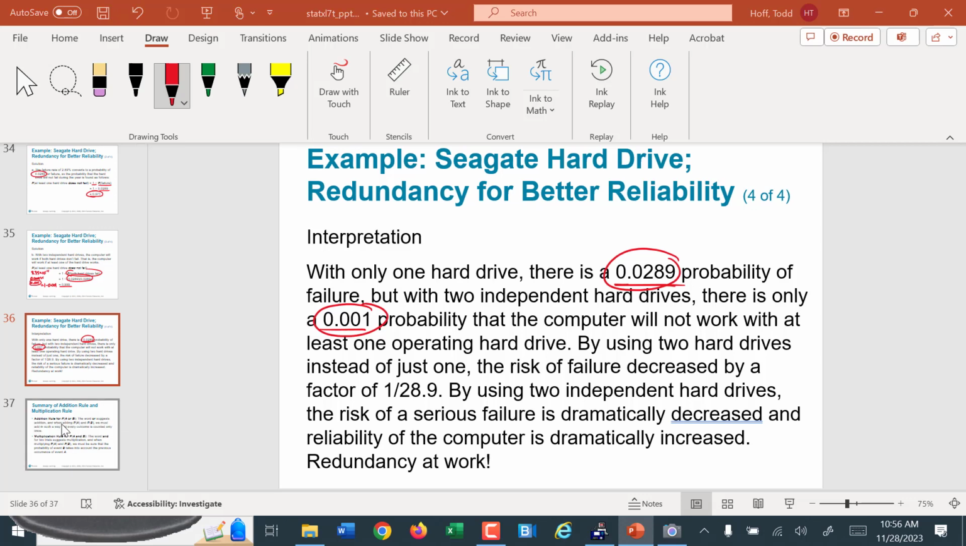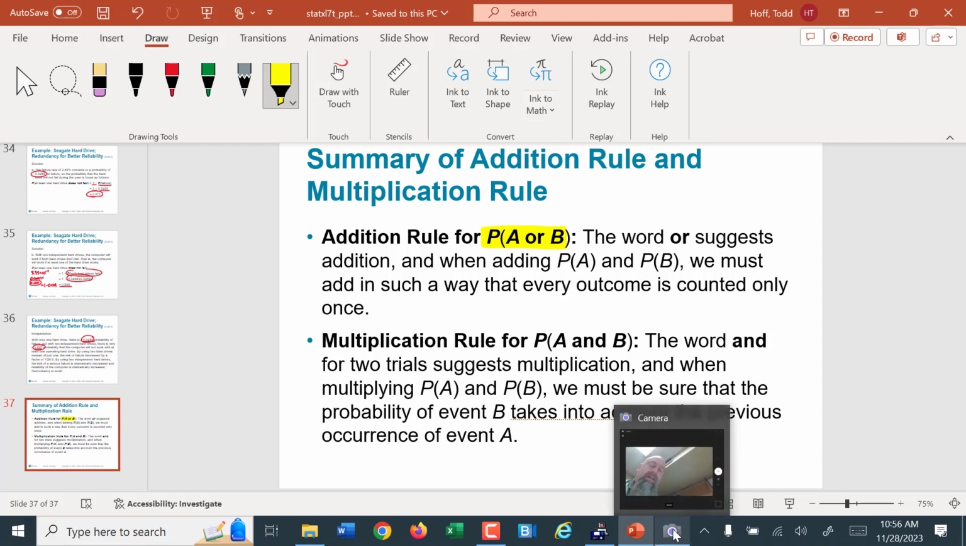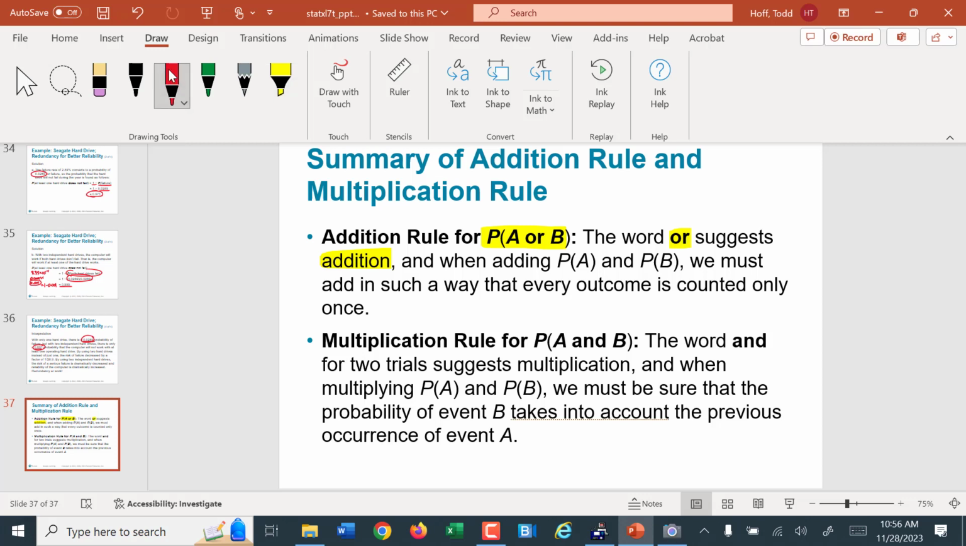Even with a very low probability of failure, you can see how using a redundancy drastically shrinks that probability of failure. So our summary for this section, the addition rule applies when we're looking at a single occurrence. We're looking at only one procedure being done here. A or B, remember, the OR is associated with the addition, and it's found by adding those probabilities without repetition, making sure we count each one only once. So that formula, probability of A or B, was the probability of A plus the probability of B, that's where the addition comes in, minus the probability that they both occur at the same time, A and B.